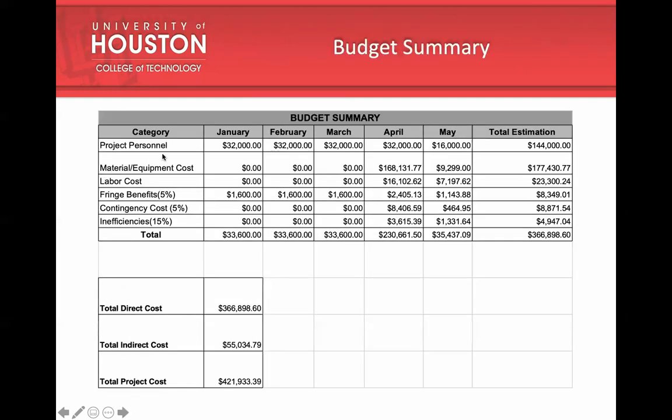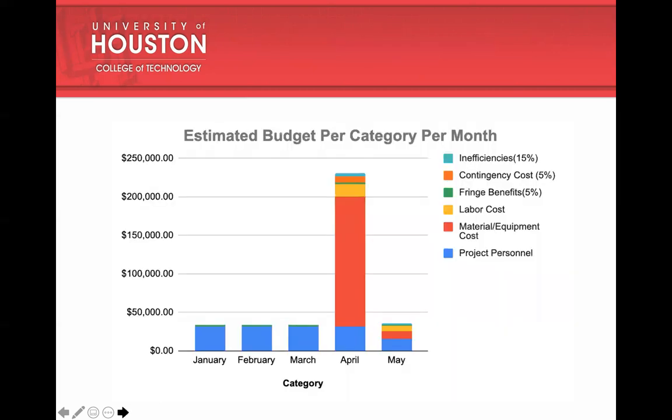This is the final budget summary per each category. You can see the total direct cost, the indirect cost, which is 25% of the total direct cost, and the total project cost is $421,933.